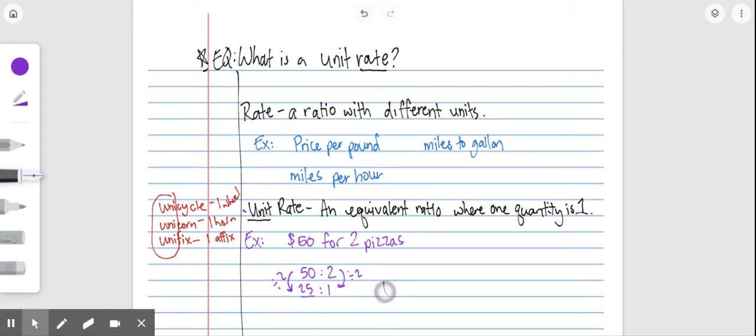So my unit rate is $25 per pizza. This is a unit rate because it tells you what the quantity is for 1. This word per means for every one or for every single.